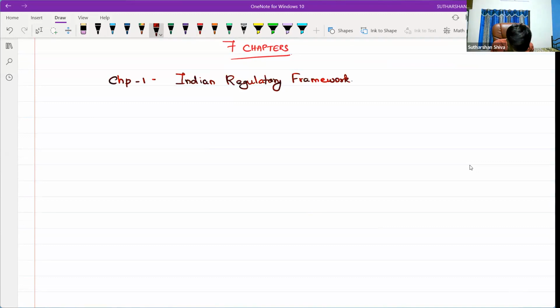In this Indian Regulatory Framework, you are going to learn what is law and what is enforcement of law. What does law mean, where does law come from, sources of law, process of law, and then types of law. How many types of law are there? Criminal law, civil law, common law, and principles of natural justice. Like this, we have some types of laws.